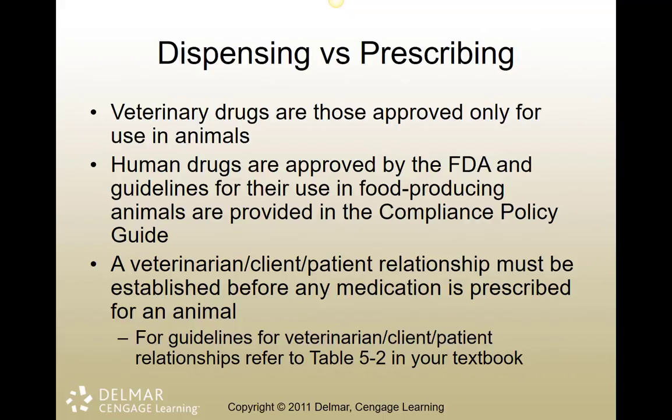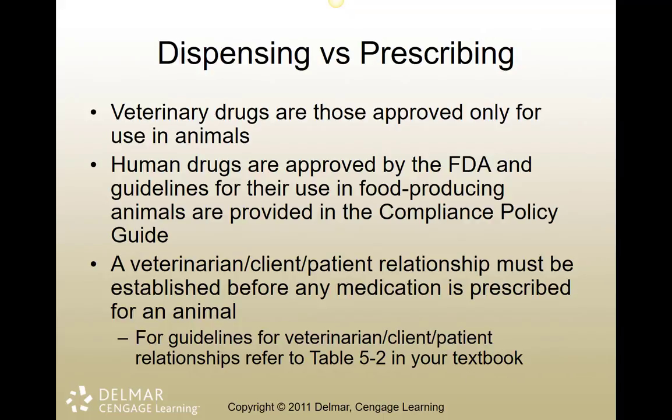When we're looking at drugs, prescribing and dispensing, veterinary drugs are only approved for use in animals. Human drugs are approved only for use in people. However, we can use either one extra label. We've gone over the extra label laws. One thing to know is that human drugs, especially antibiotics, we're not allowed to use extra label in food animals. There is a regulation you can go to, the compliance policy guide, which will tell you whether or not you can use those drugs, or once again, FARAD, the Food Animal Residue Avoidance Databank, will have a lot of that information.